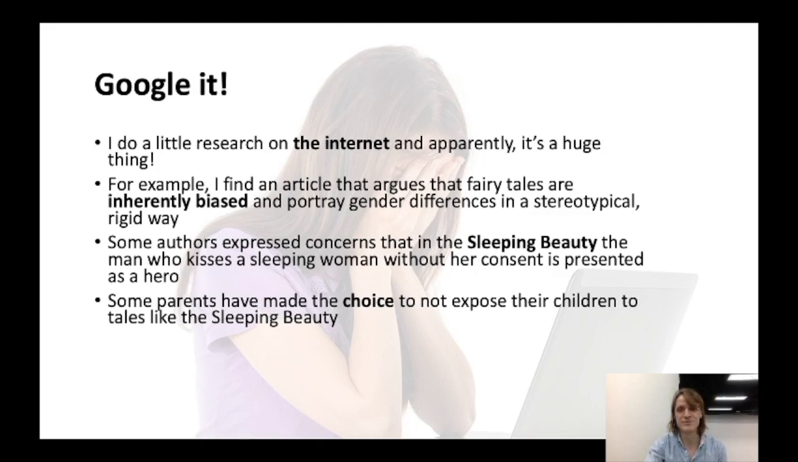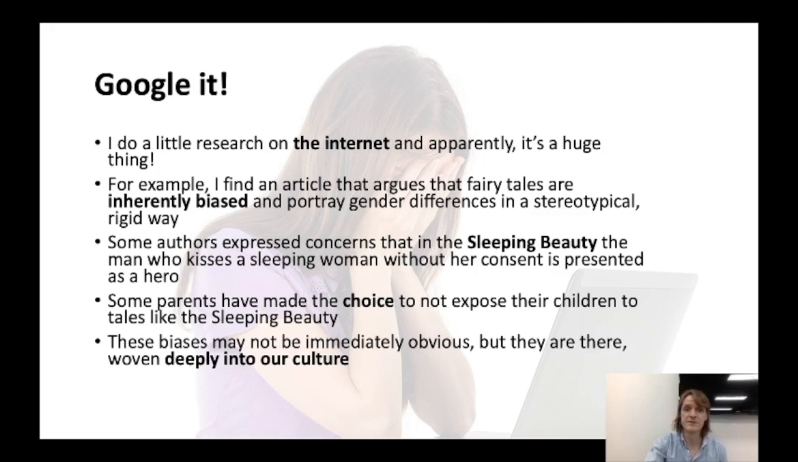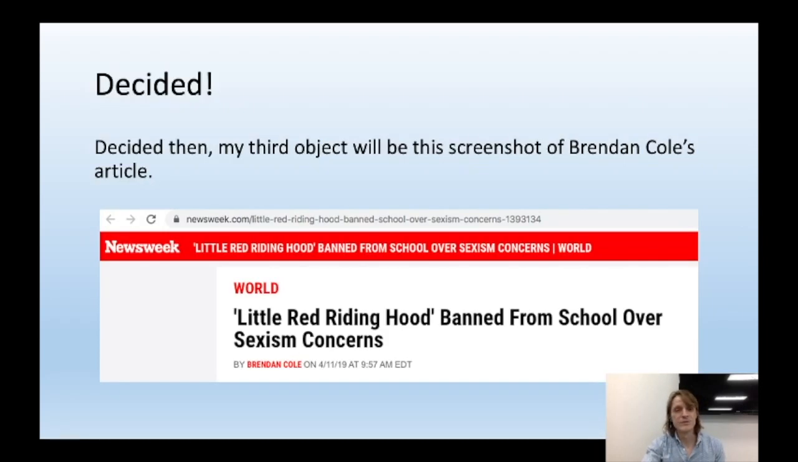For me, The Sleeping Beauty was an innocent fairy tale. But the article claims that some parents have made the choice to not expose their children to tales like The Sleeping Beauty, and they opted out consciously of a bunch of fairy tales. And these biases, once you think about them, the interesting thing about them is that they're not immediately obvious. They're so deeply woven into our culture. I listened to all those fairy tales when I was a child, but I never thought about The Sleeping Beauty that way. So I'm thinking that will be my third object.